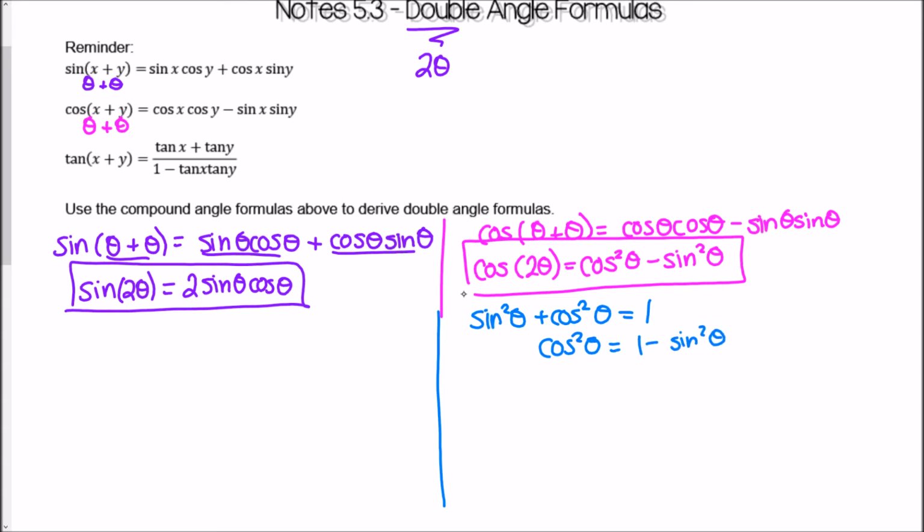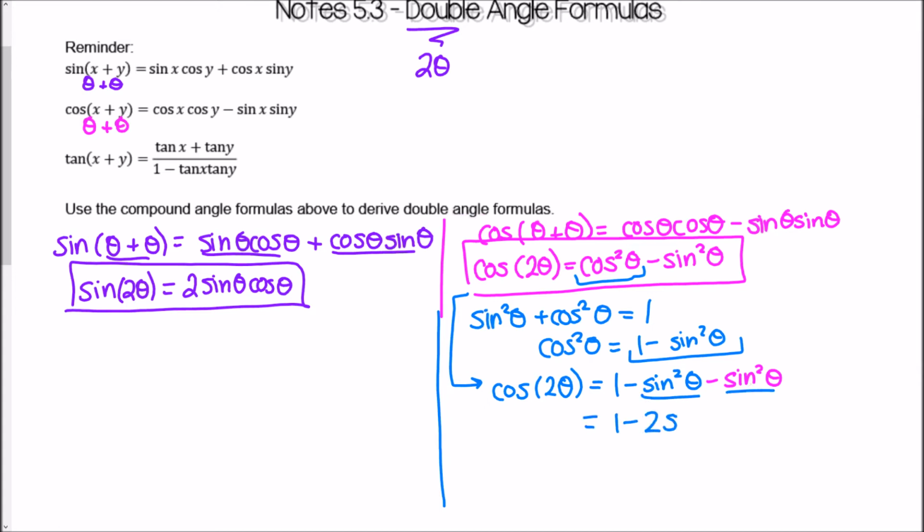Okay, so here what I could do, instead of saying cosine of 2 theta is equal to cosine squared theta minus sine squared theta, I can replace the cosine squared theta with 1 minus sine squared theta. Okay, so that's this piece right here, and then I will copy down the minus sine squared theta right here. Okay, and then when I put those together, I've got 2 sine squared thetas. So this becomes 1 minus 2 sine squared theta, and that's what cosine of 2 theta is. So here's the second equation that we can use for cosine of 2 theta.